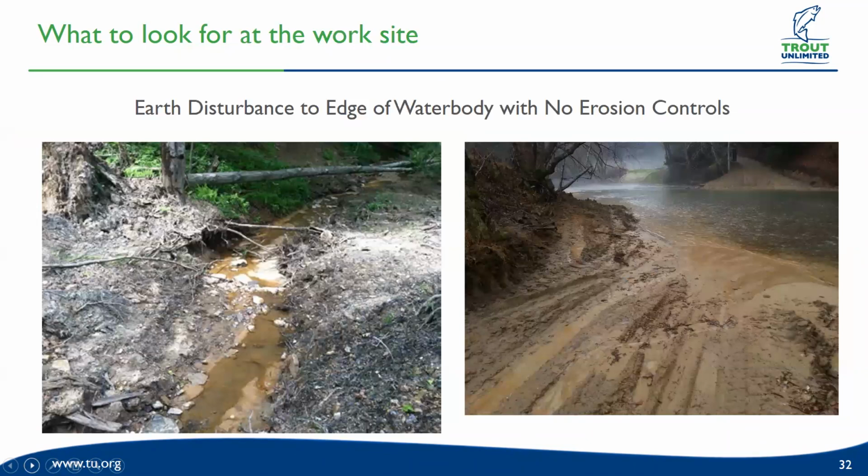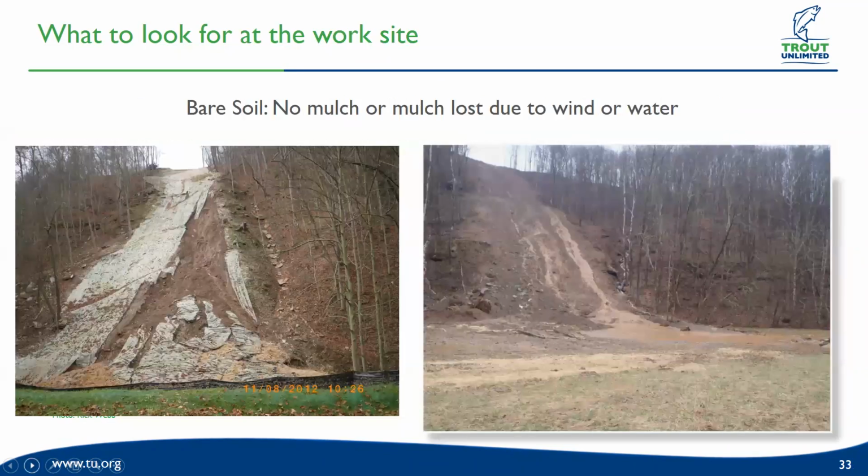And then the other thing that we've seen is that there is earth disturbance to the edge of the water body, and there's no erosion controls in place, and all of that loose sediment is going directly into the stream. So if that is the case, you definitely want to report that. Another thing to look for is bare soil with no mulch, or mulch that's been washed away due to wind or water. There really shouldn't be bare soil exposed without any protections, because once the precipitation hits that bare soil, it's going to erode.